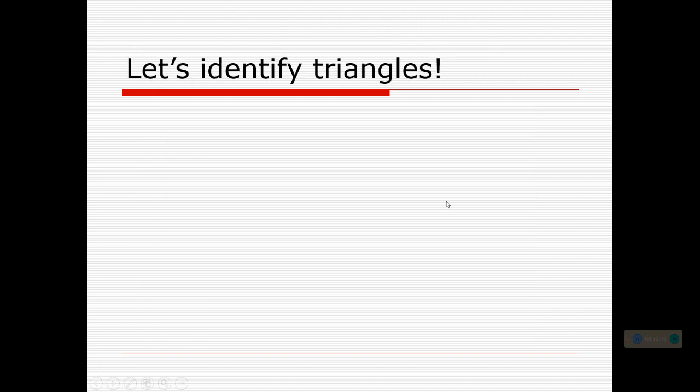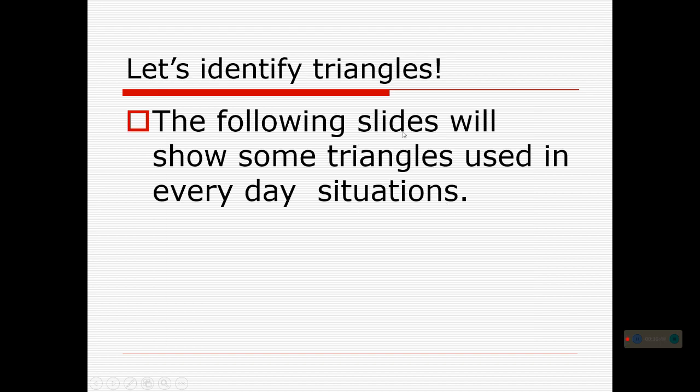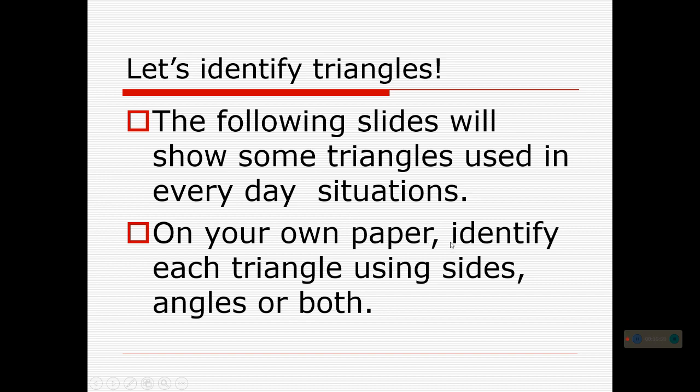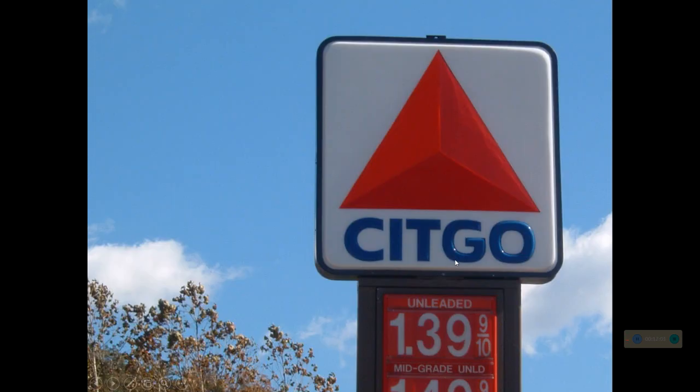Okay, so let's identify triangles. The following slides will show some triangles used in everyday situations. On your paper, identify each triangle using sides, angles, or both. Let's have this triangle. The red one, the biggest one. Yes, this is equilateral triangle. How about this one? We have here the triangle. This is correct. Isosceles triangle.